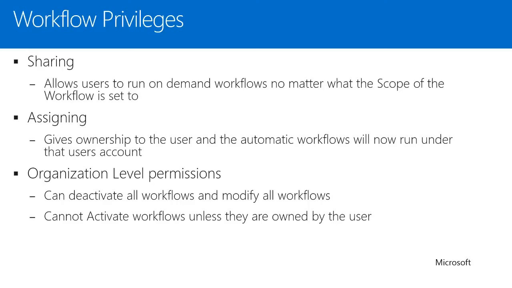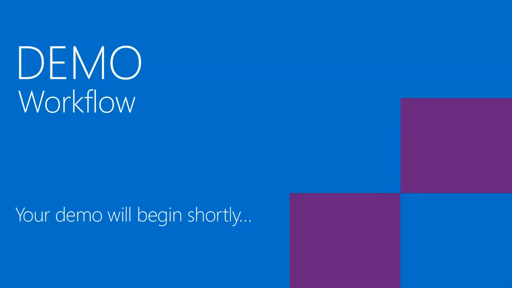However, the key thing to note here is you cannot activate workflows unless you're the actual owner of the workflow. So you can't modify a workflow to send an email to someone else and then publish it under their user account, because they would need to actually activate that workflow so they can see what workflows are running under their context. Let's switch over to the demo to take a look at creating these workflows.